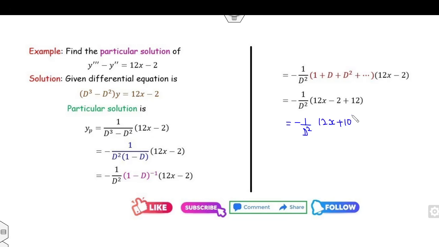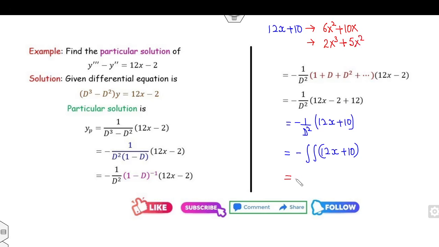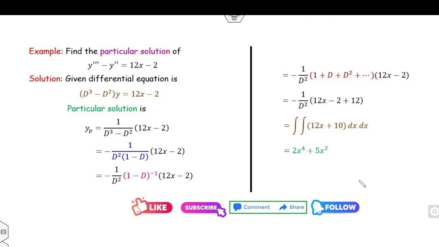Fine. Now I can write this as 12x plus 10. Now what is the meaning of this D square? That means the double integration of 12x plus 10. The first integration will be 6x square plus 10x. Second integration will be x cube by 3. So x cube, and it's 5 times x square. So the answer of this problem is minus 2x cube plus 5x square.